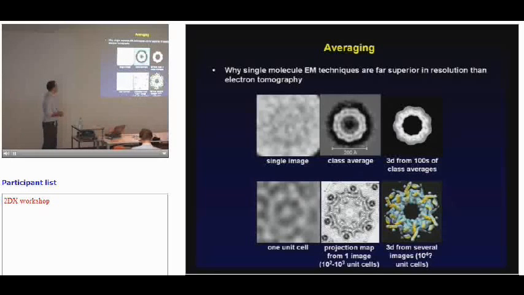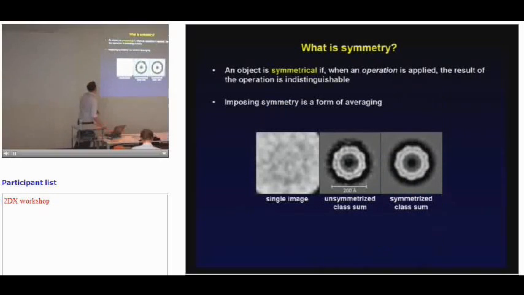Similarly, this gap junction connection structure down the bottom here, where we have a single unit cell, a projection map, and a 3D from maybe 10,000 images, which are 10,000 unit cells, which are reincorporated into that structure. So the more information that is theoretically identical that we can average together, the better the quality of the structural information we get at the end. And so this is why symmetry is important, because symmetry is effectively a form of averaging at the sub-image level.